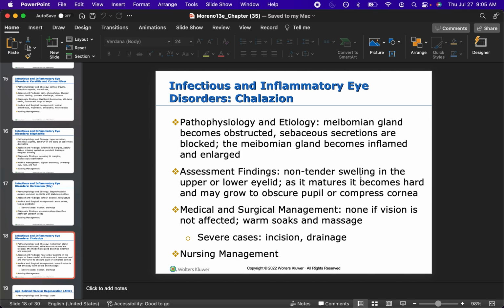It's not tender, and it's usually in the upper or lower eyelid. Like I said, as it matures, it becomes hard and may grow to obscure the pupil or compress the cornea. So that's why we don't want them. They do become problematic. Sometimes if they're not affecting the vision or big enough to scratch that cornea, we really don't do anything. And in severe cases, sometimes they'll either completely take it out or drain it.